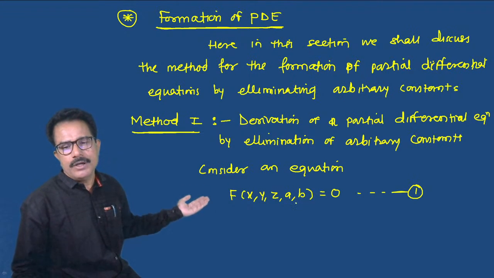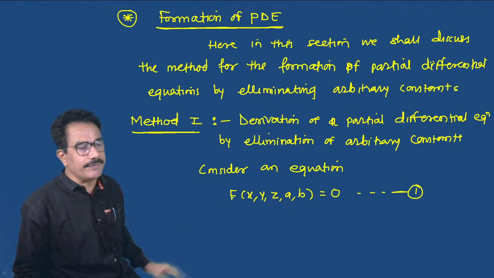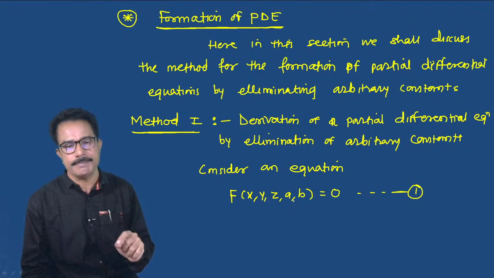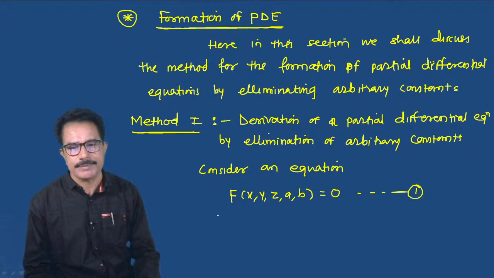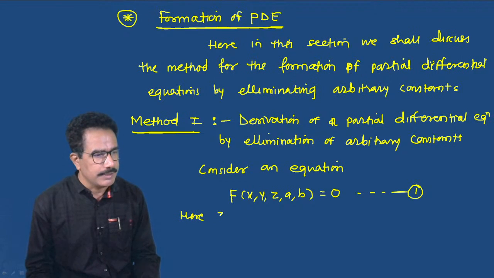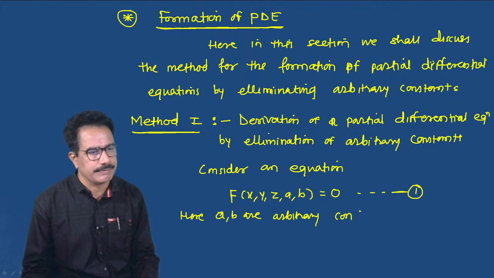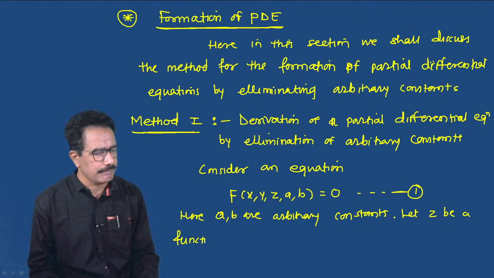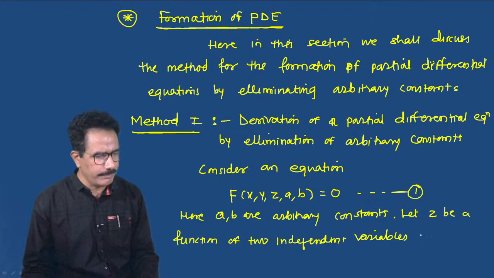Capital F is a function of x, y, z, a, b, where a and b are the arbitrary constants here, and z is regarded as a function of two independent variables x and y.